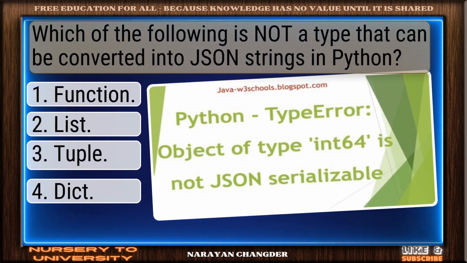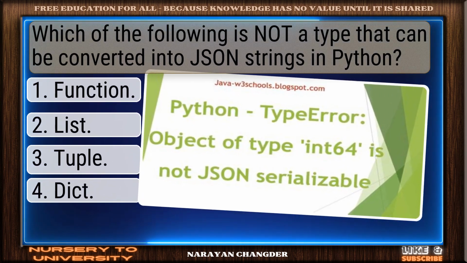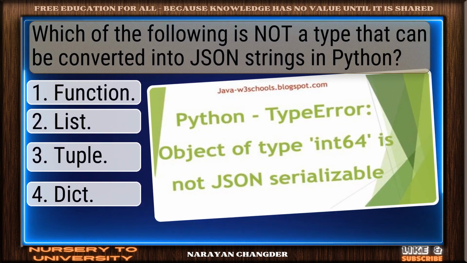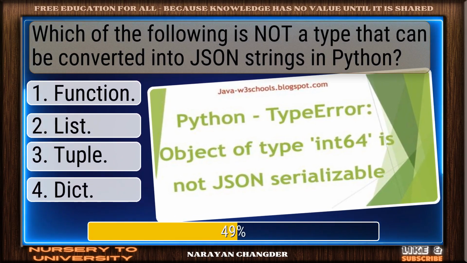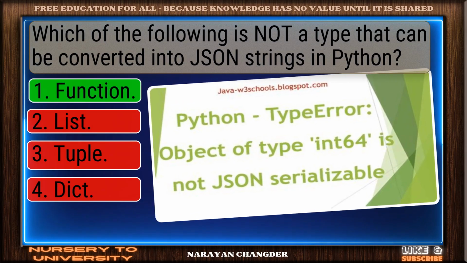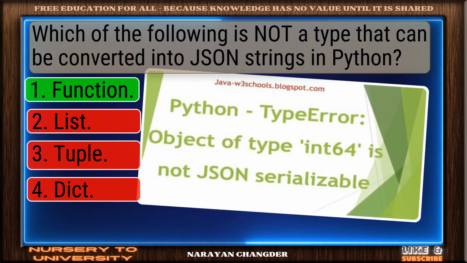Question number 3. Which of the following is not a type that can be converted into JSON strings in Python? Gun. Good job. Your answer, function, works well here.